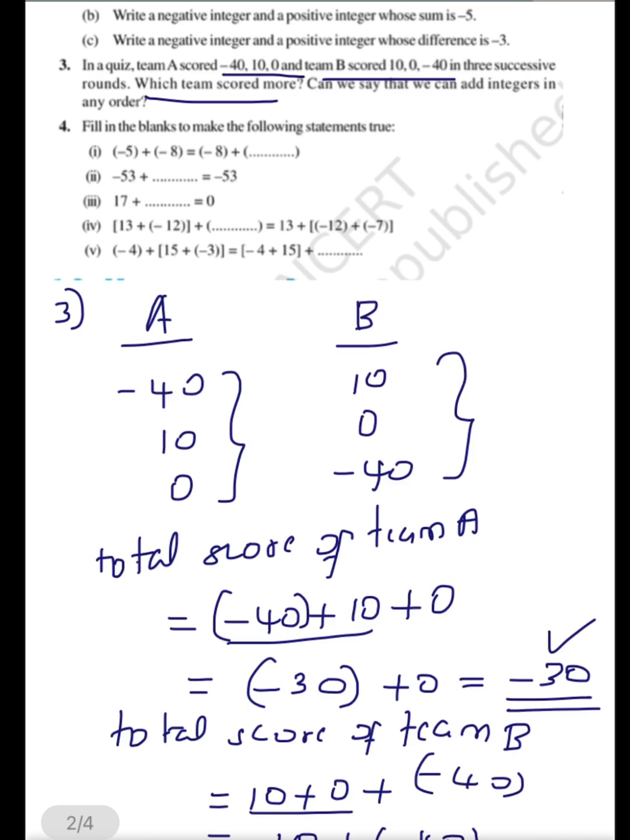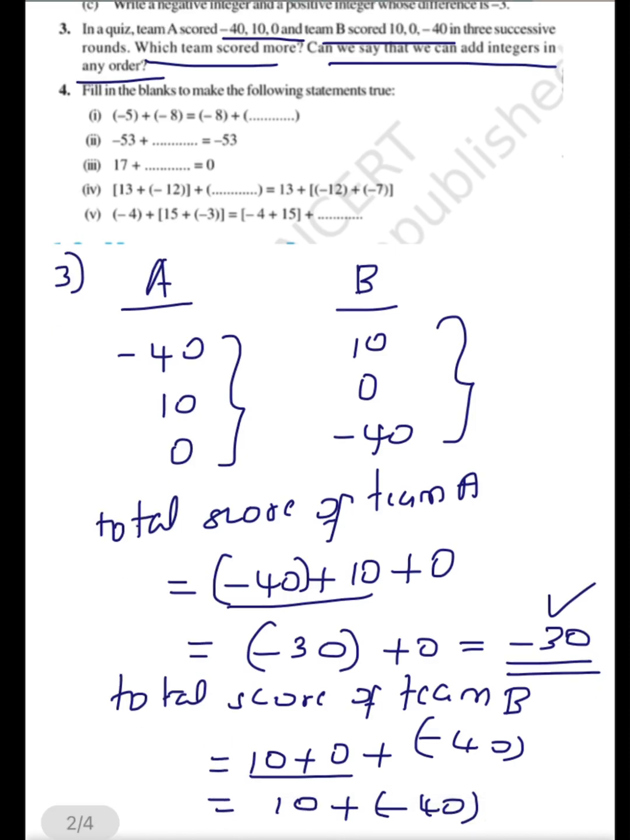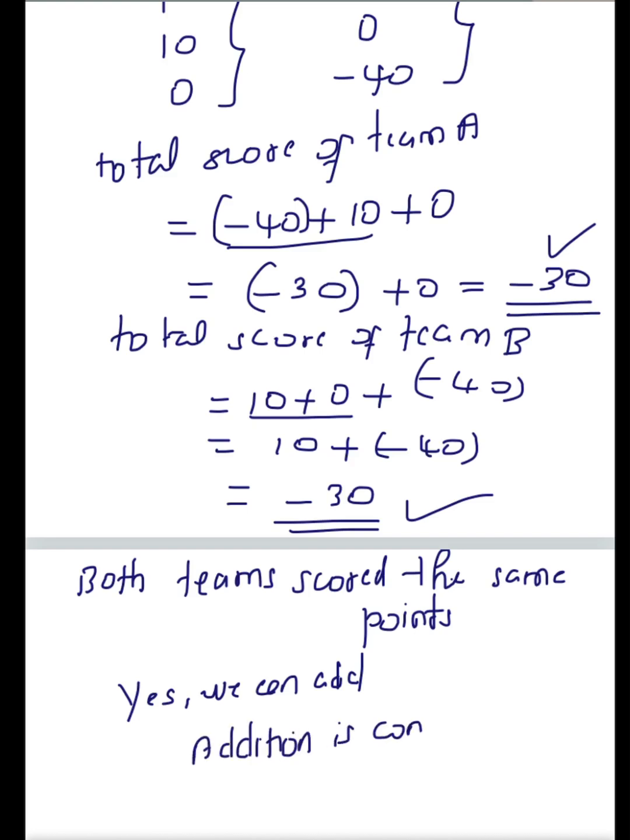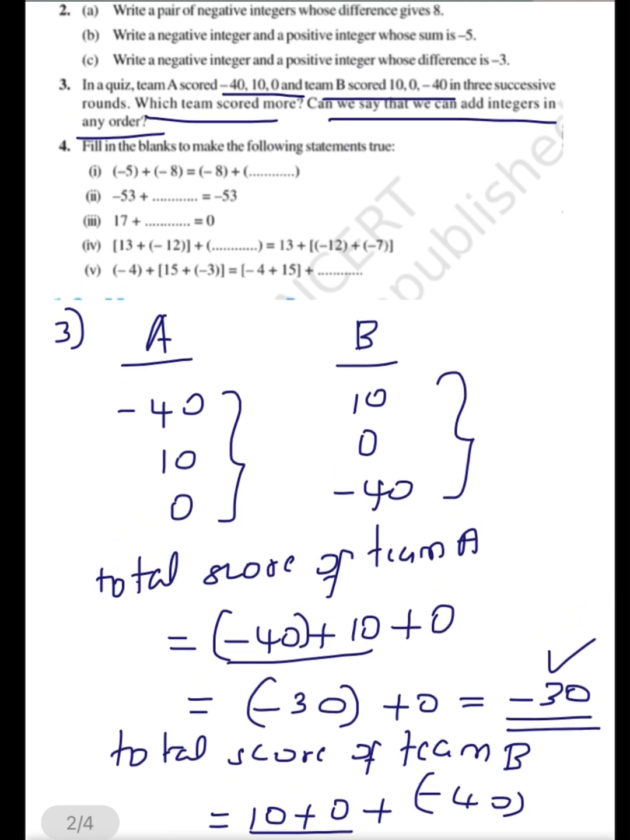Can we say that we can add integers in any order? Yes, we can add integers in any order. Why? Because addition is commutative for integers, so we can add integers in any order. So that is the answer for the third question.